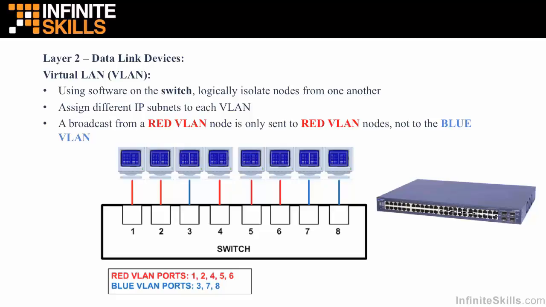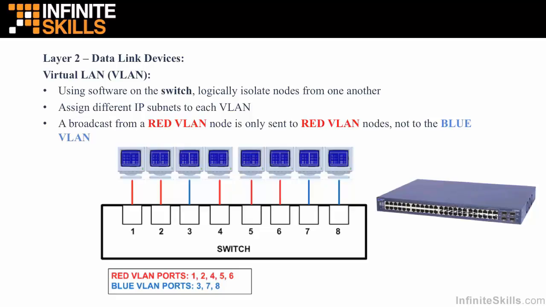Now I've logically segregated these so that if anybody on the red VLAN, like port number 1, sends out a broadcast, remember the switch transmits all broadcasts to all nodes in the switch. Now, because of the VLAN functionality, that broadcast on the red VLAN will only be transmitted to the nodes on the red VLAN and not to the nodes on the blue VLAN. So here we have segregated the red nodes from the blue nodes, at least at the broadcast level. And I can assign further restrictions between the red VLAN and the blue VLAN if I care to.